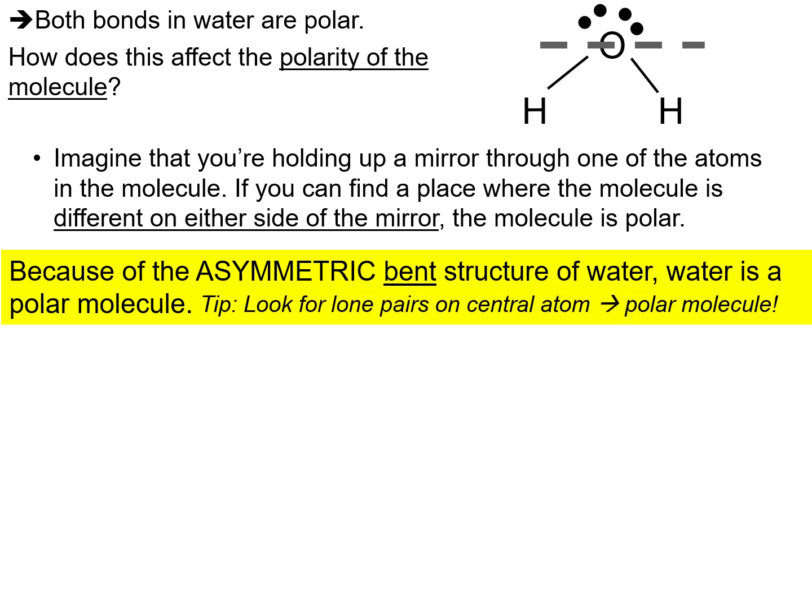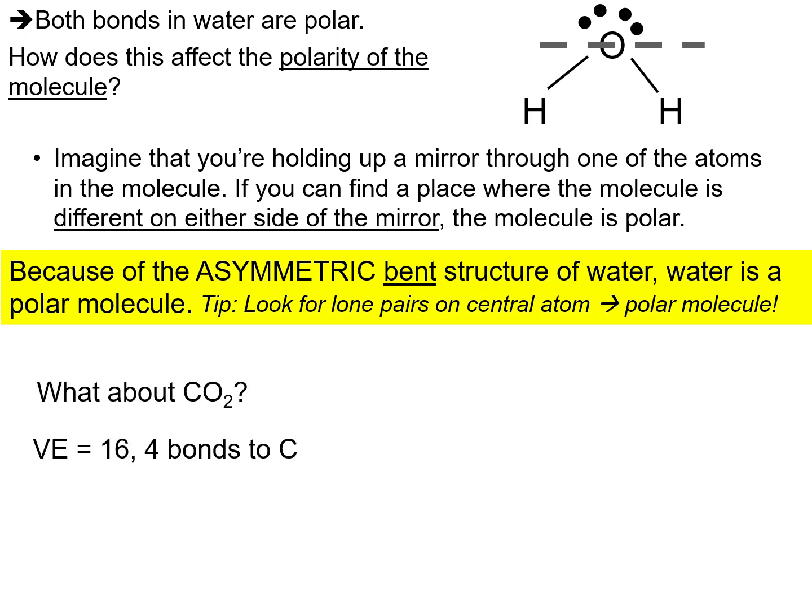And it works out that if you have lone pairs on that central atom, the lone pairs break the symmetry of the molecule, and it causes the molecule to be polar. So it's kind of a cheat of a sort. So let's look at another example.